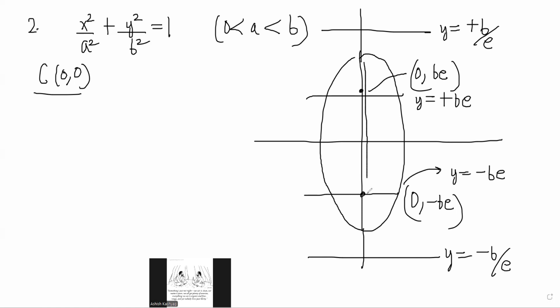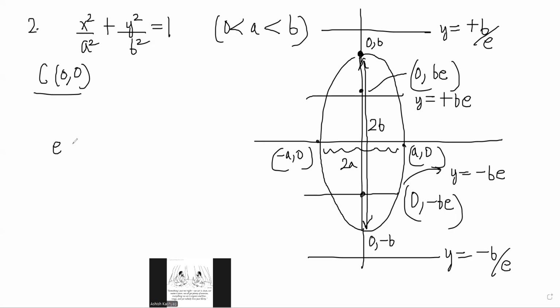The major axis is 2b and the minor axis is 2a, and the vertices are, this vertex will be 0 comma b, this one would be 0 comma minus b, this one would be minus a comma 0, this one would be a comma 0. Here the formula for the eccentricity is different.